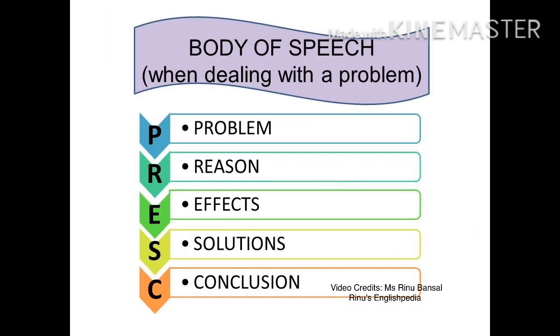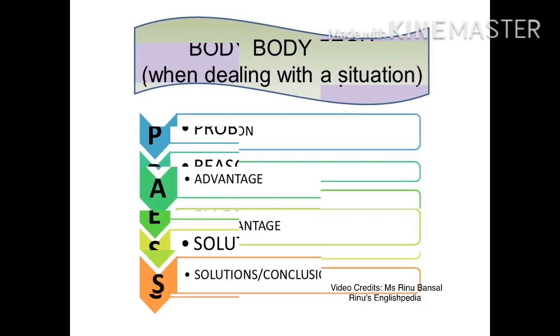While writing the different paragraphs of a speech, keep the mnemonic PRESK in your mind. Develop the paragraphs according to this mnemonic. P in PRESK stands for problem. It should be followed by another paragraph in which you state the reasons. Next should come the effects, followed by solutions, and finally the conclusion.